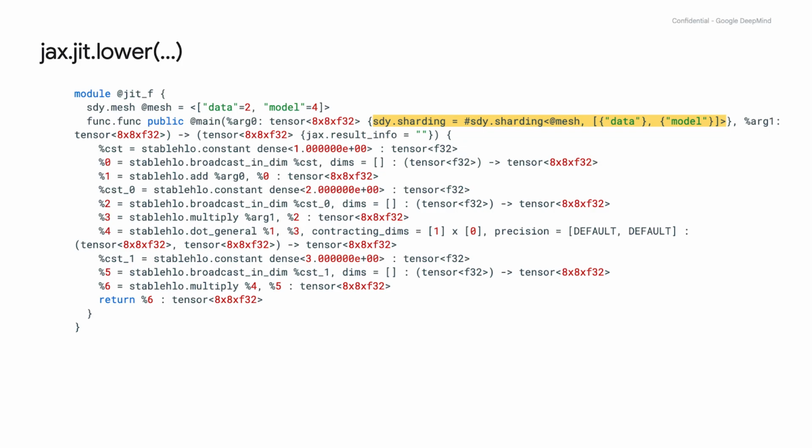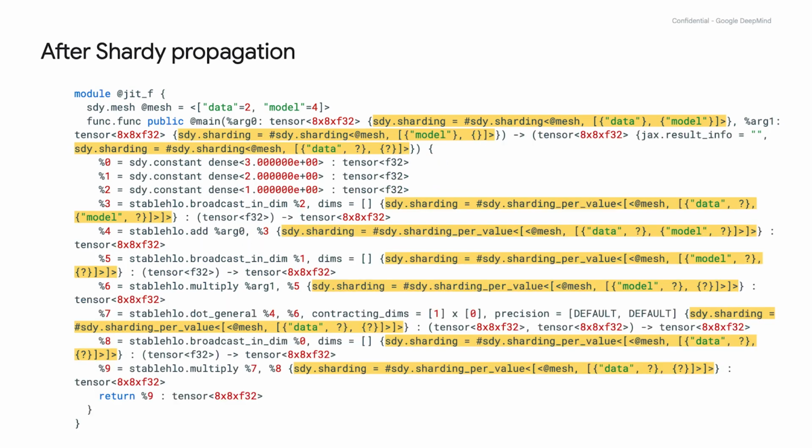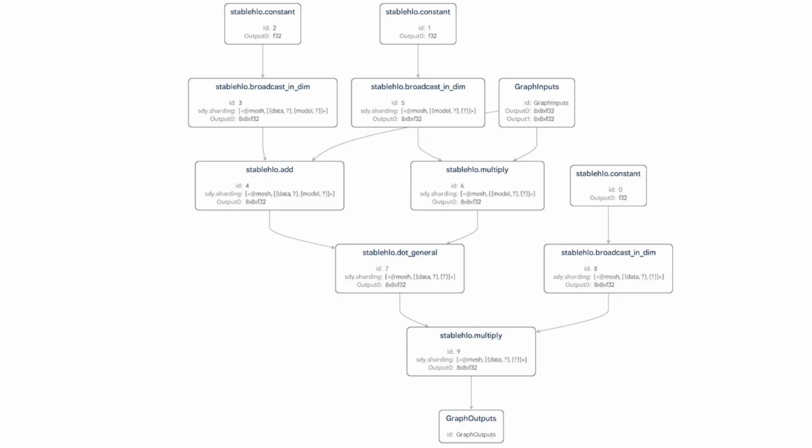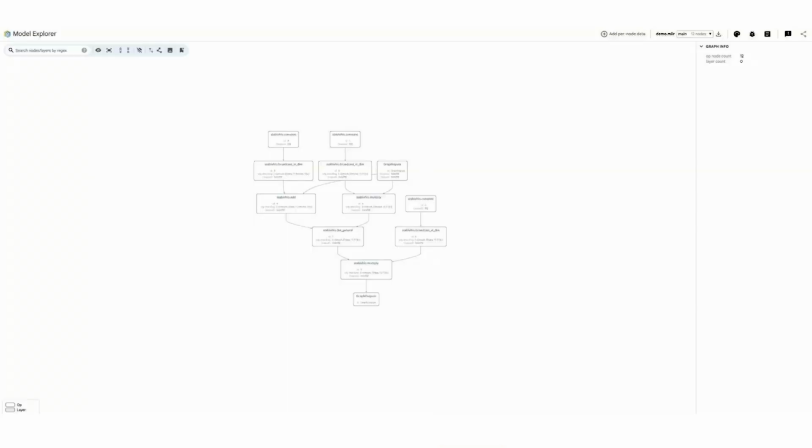We lower the JAX to the MLIR module before propagation, and after propagation, we have these shardings for each operation. With Model Explorer, the sharding is just an attribute in this computation graph. For example, we have the shardings attached to each node, which is an operation. Users can also find the flow of sharding axes. For example, the data axis is propagated in this graph along these directions, as shown in this visualization.